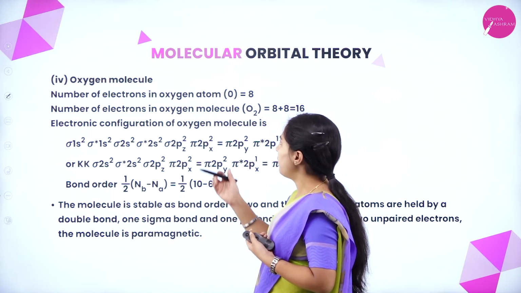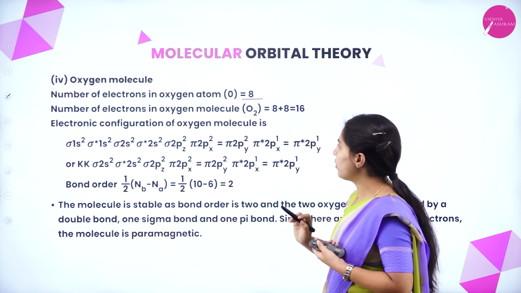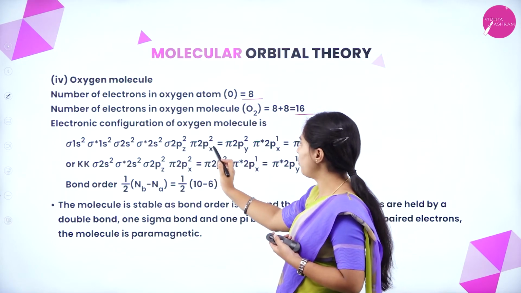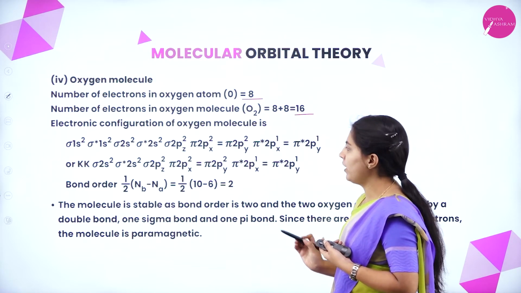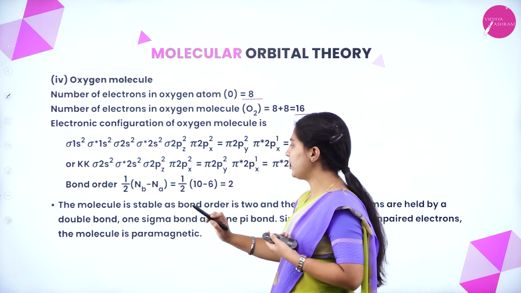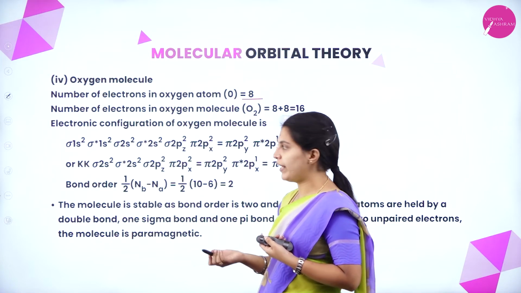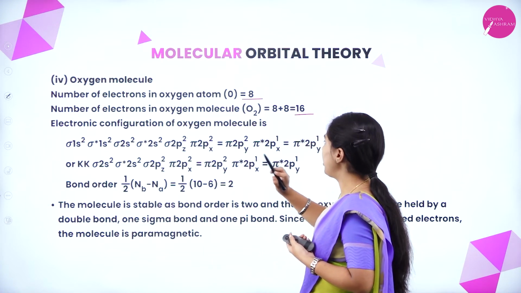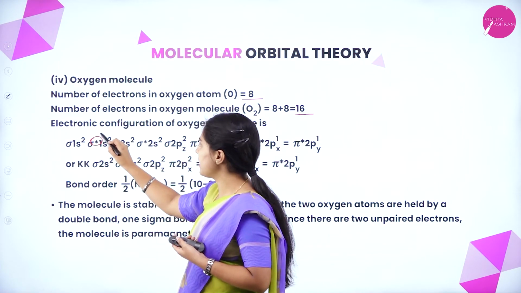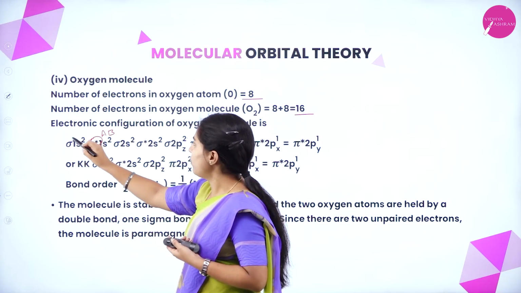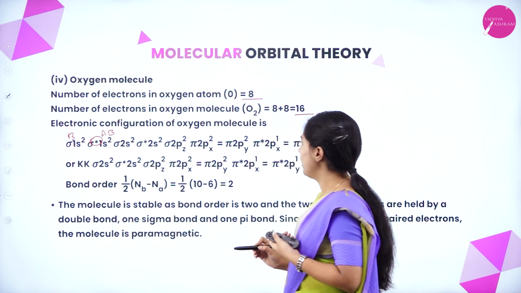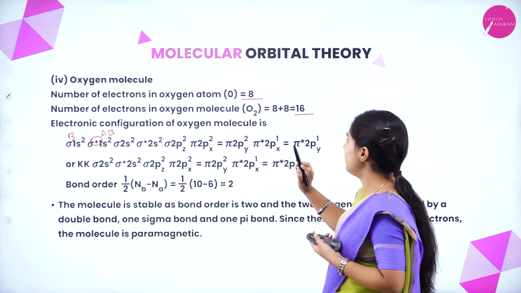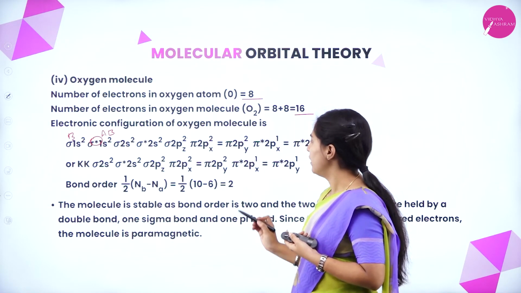Next, the oxygen molecule. Number of electrons is 8. Number of electrons in the oxygen molecule is 16. The electronic configuration is written here, pi 2px, pi 2py. The bond order is half into Nb minus Na, that is 10 minus 6. How you have to find: this is the bond number 2, 4, 6, 8 and 10, because wherever a star is present, that is anti-bonding, and without a star, that is bonding. That's why 10 electrons are present in bonding. Here 2, 4, 6 are present in anti-bonding. That's why 6 here. This is equivalent, right?